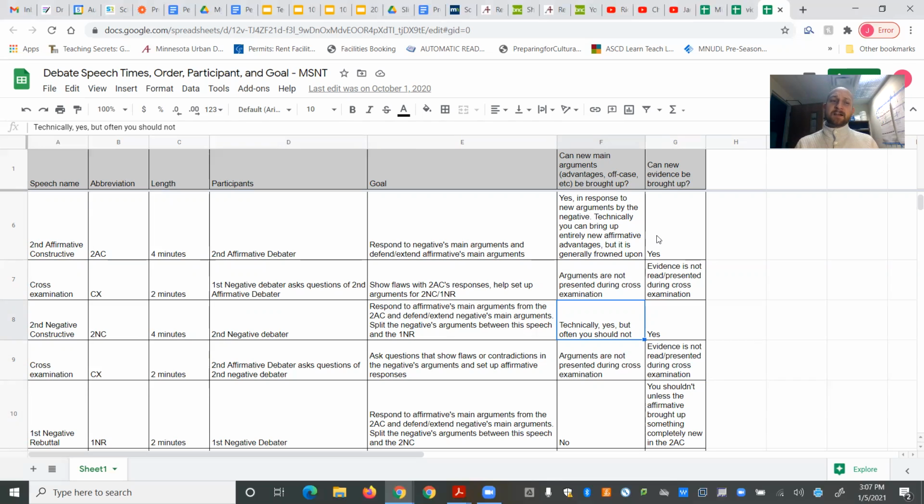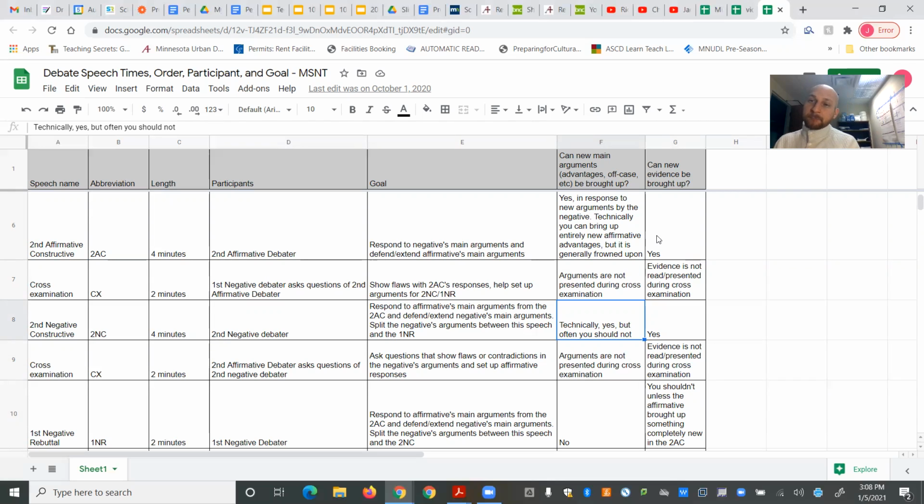And the reason is that the affirmative only gets 2 speeches after this, and they're only 2 minutes long. So they're not going to have that much time to respond to this. And the negative has had a lot of opportunity to bring up new arguments at this point, and they should have done it by now. So if you're waiting this late to do it, it's seen as unsportsmanlike and seen as a really weak argument to bring up something completely new in this speech.